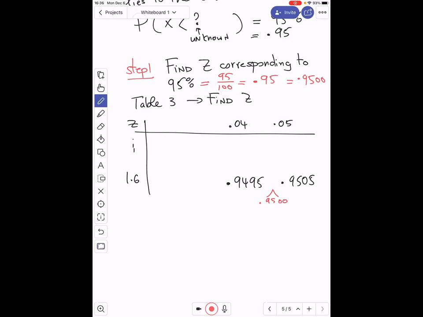Make sense? Like when I was looking for 0.95, I got like 8264 and 8289.